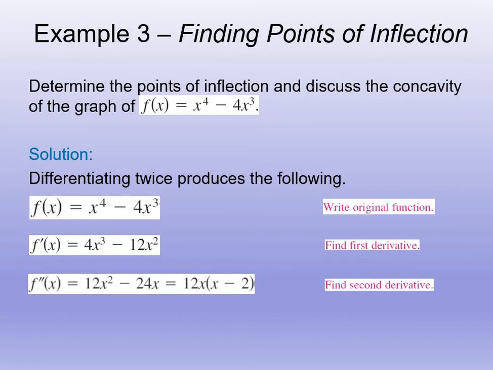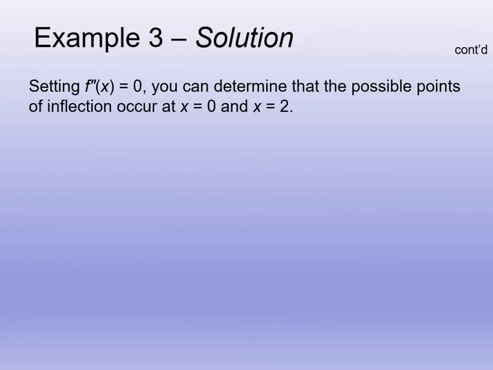The best thing for us to do is factor that down, so we can factor out 12x. So we get 12x times x minus 2. We set both parts equal to 0, so 12x equals 0 and x minus 2 equals 0. Our solution is x equals 0 and x equals 2. So that's our two possible points of inflection.